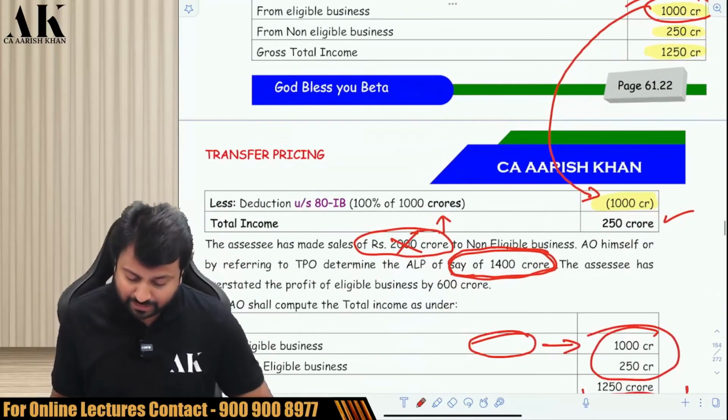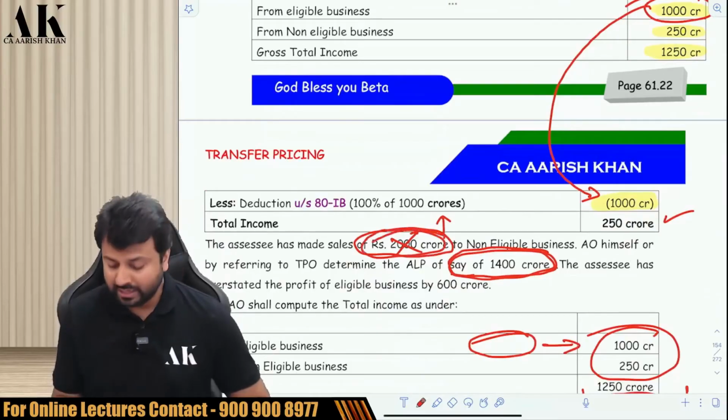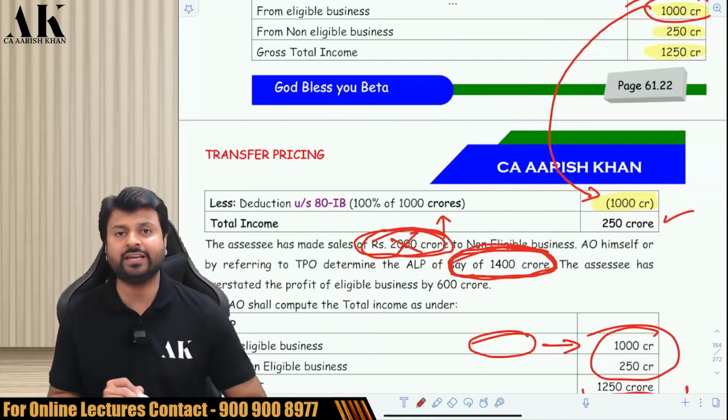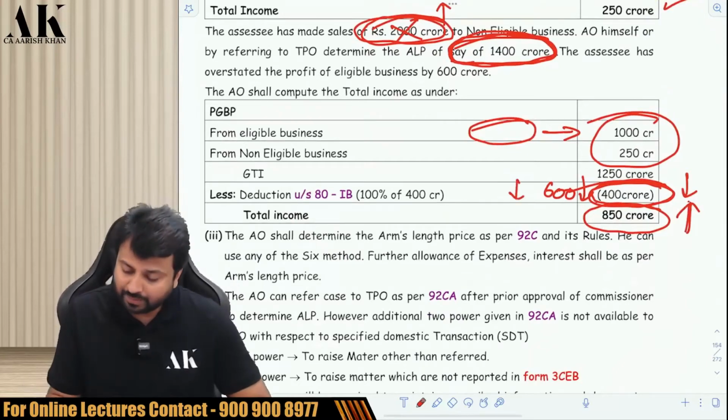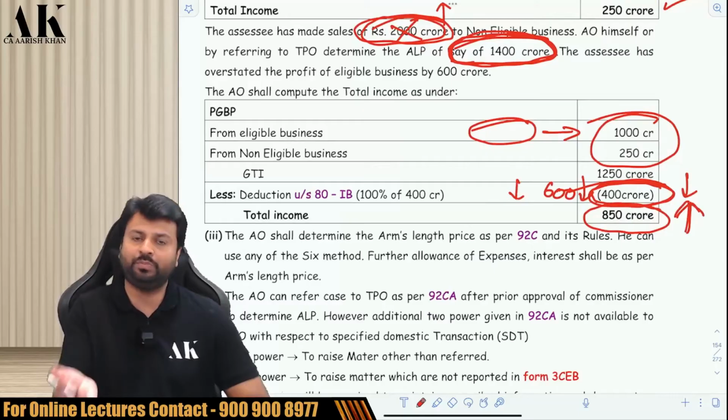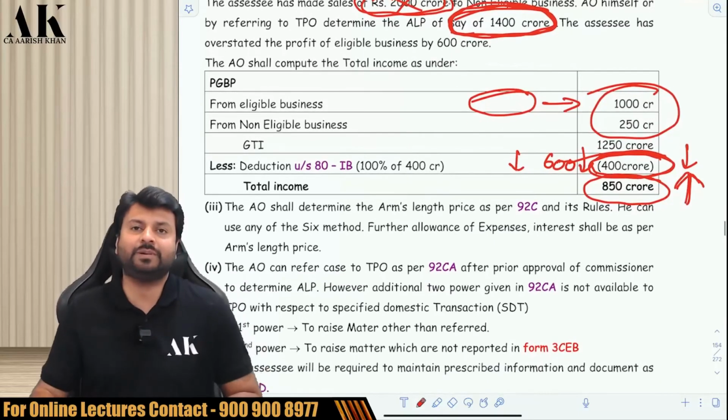Originally, the income was computed considering the income as 2000 crore. Now you compute the deductions considering the income as 1400 crore, reduce the deductions by 600 crore, and accordingly the profits will increase by 850 crore rupees. And this is what domestic transfer pricing is all about.